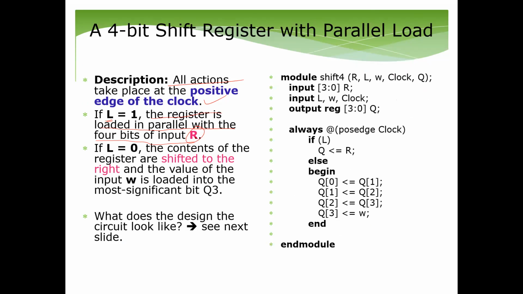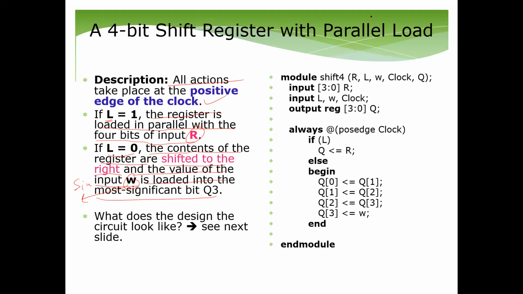Okay, so we have 4 input signals, vector R, and if L equals 0, that means we are not loading, so the contents of the register are shifted to the right, and the value of the input W is loaded into the most significant bit Q3. Meaning this W is the same as serial in. So you're shifting in some value W if you are not loading.